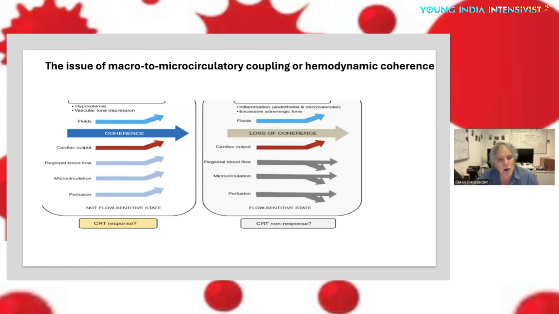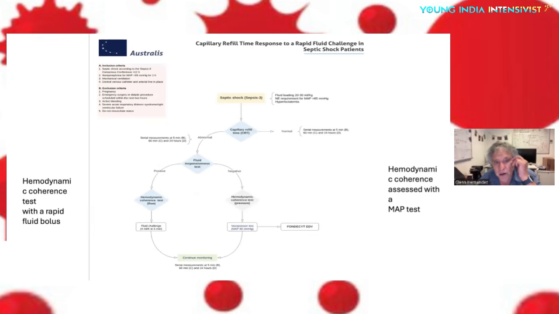This is what we call the hemodynamic coherence, or loss of hemodynamic coherence, or I prefer to name it macro to microcirculatory coupling. Maybe we hypothesized this some time ago, and now I think we demonstrated this: if you perform a short acute hemodynamic test with fluids or increasing MAP, you can disclose the status of the macro-micro coupling with a short maneuver.